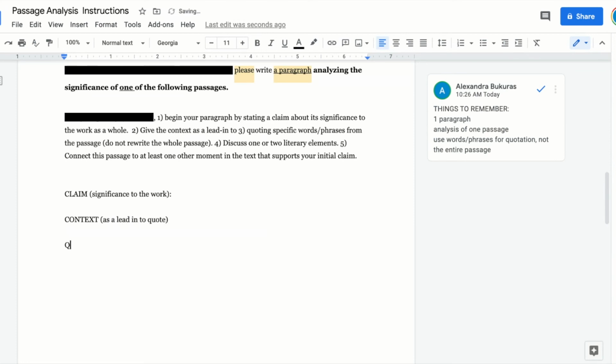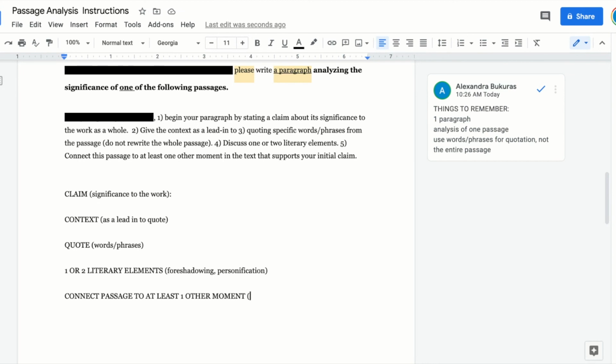Good, and then continuing on, I need to make sure that I include the quote. I'll just remind myself that it needs to be words or phrases. Moving on, I need to include one or two literary elements. In parentheses, I'm just going to include a couple of examples of literary elements just to jog my memory. And then lastly, I need to remember to connect to at least one other moment. And then in parentheses, I need to make sure that this also supports my initial claim, the claim that started out my paragraph. And there you go, some simple steps that allow you to break down wordy instructions to help you better understand what is being asked of you.